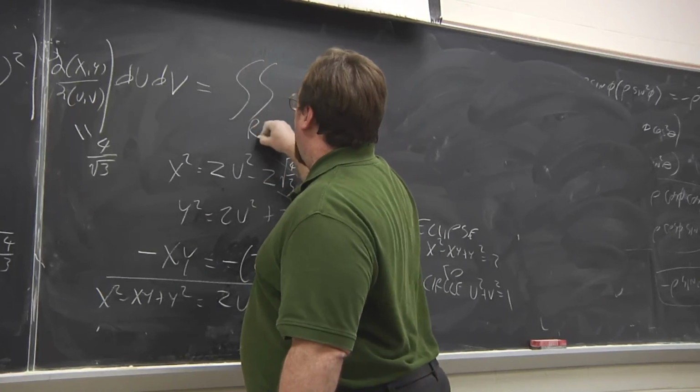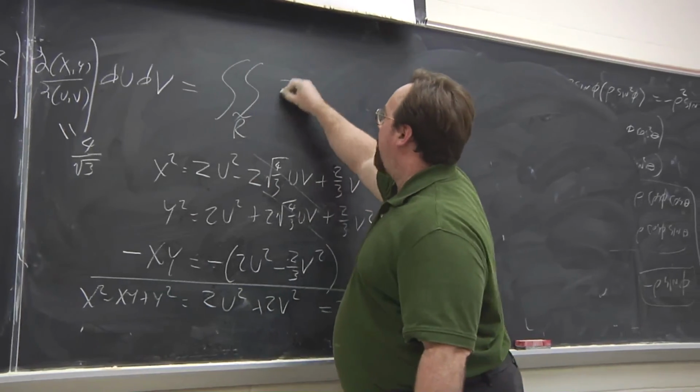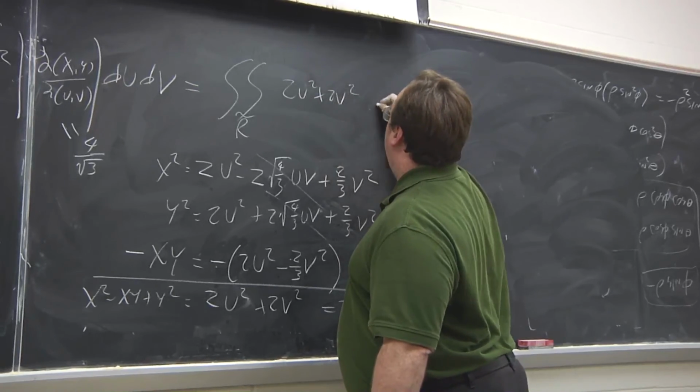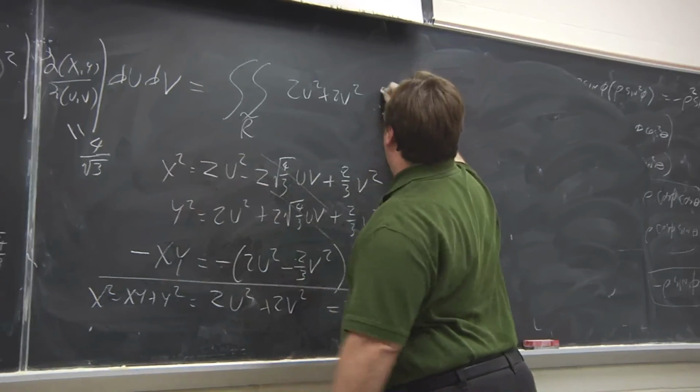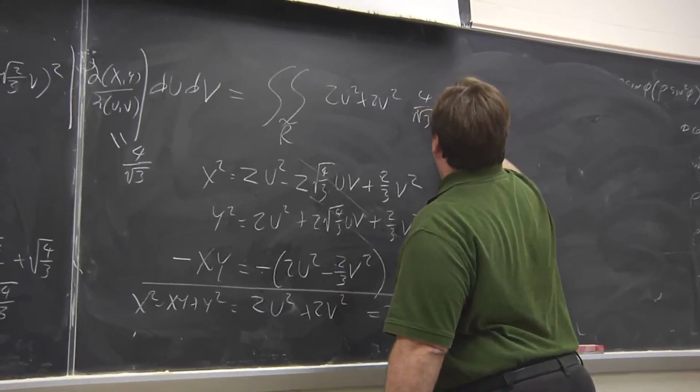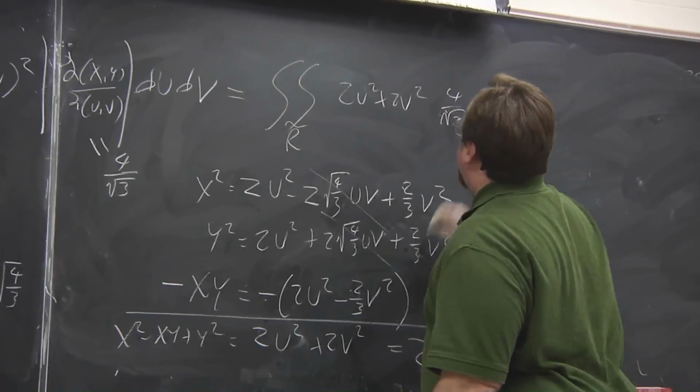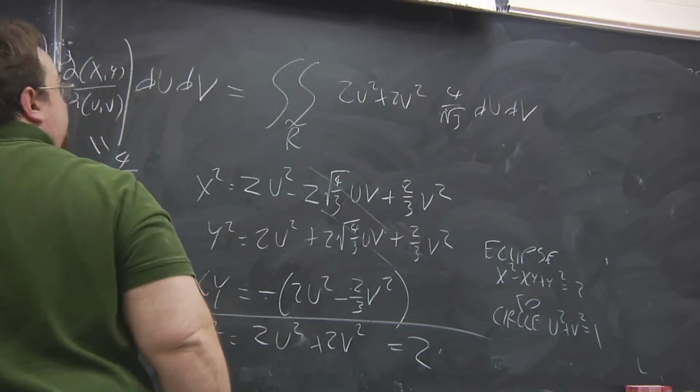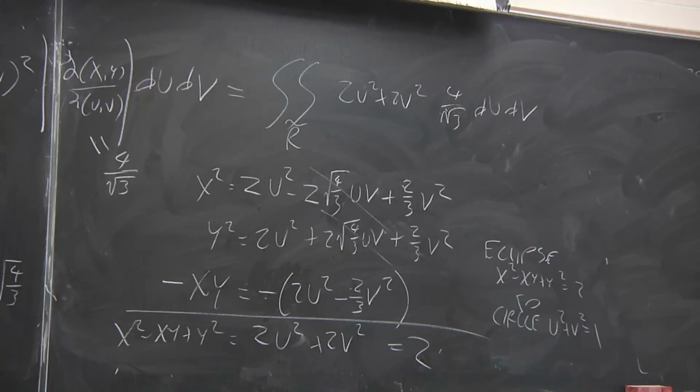Oh, okay. So our region is a unit circle, and we have 2u squared plus 2v squared. Then we have our Jacobian, 4 over the square root of 3, du dv. So, since this is just a circle, we can convert this to polar coordinates, relating uv to r theta.